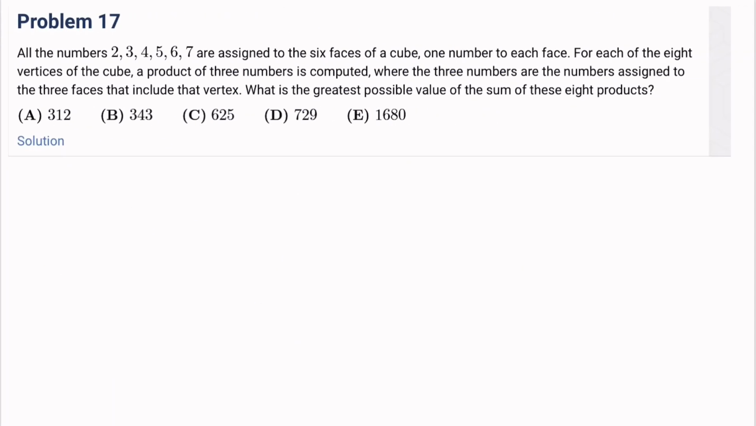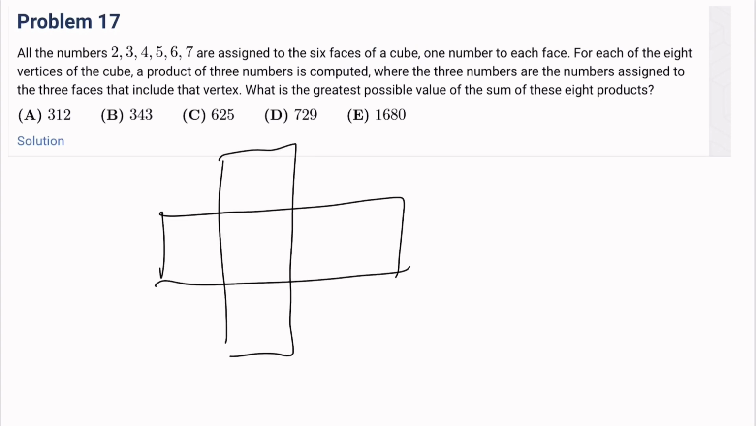Number 17, all the numbers 2, 3, 4, 5, 6, 7 are assigned to the 6 faces of a cube, one number to each face. For each of the 8 vertices of the cube, a product of 3 numbers is computed when the 3 numbers are the numbers assigned to the 3 faces that include that vertex. What is the greatest possible value of the sum of these 8 products? Okay, so let's fold out this cube and make something like this, right?